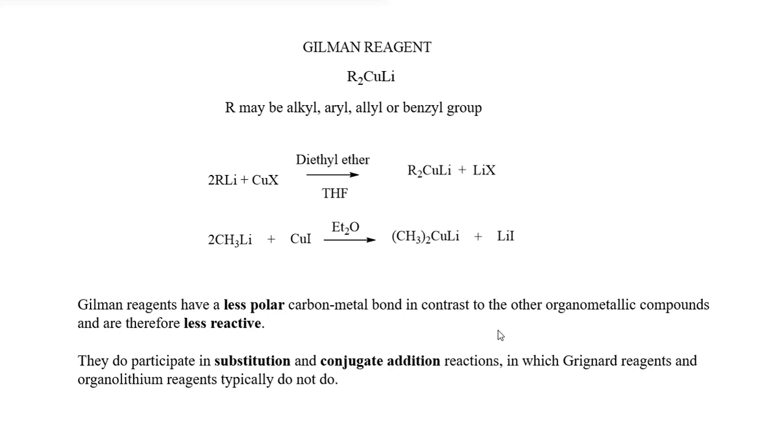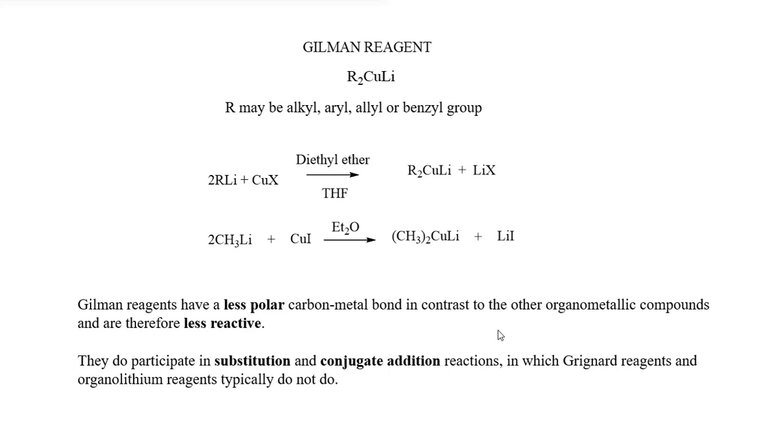Gilman reagents have less polar carbon copper bond, and hence it is less reactive compared to other organometallic reagent such as Grignard's reagent or organolithium compound, and hence it is very selective in its reaction.